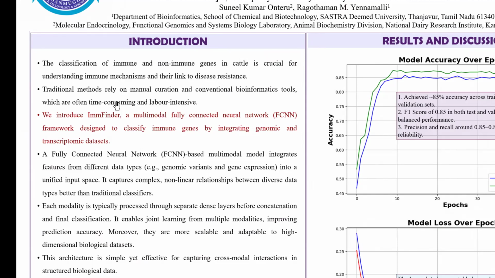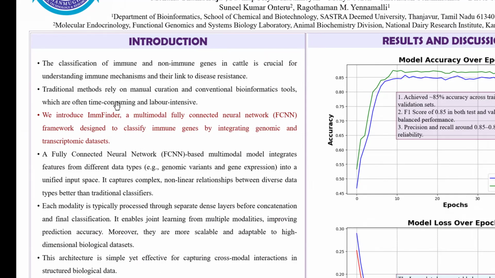But traditional methods like manual curation to extract the immune genes from other genes are very often time consuming and labor intensive. There is a database called InnateDB available, but in that only innate immune genes are deposited, and there is no information about the other immune genes like adaptive immune genes.